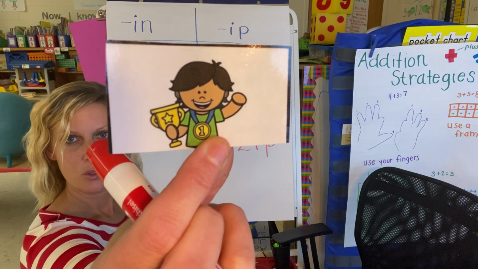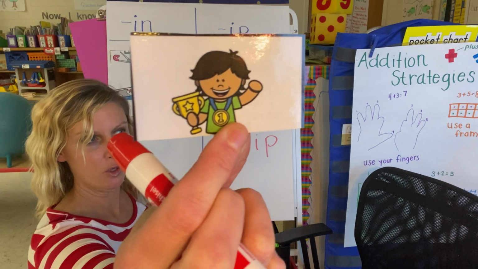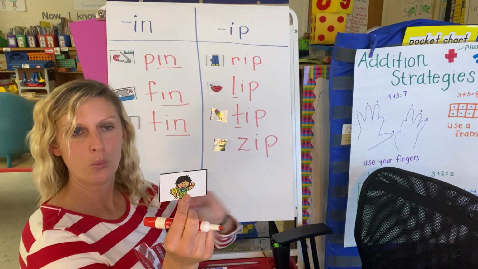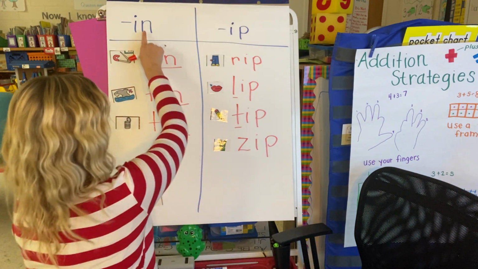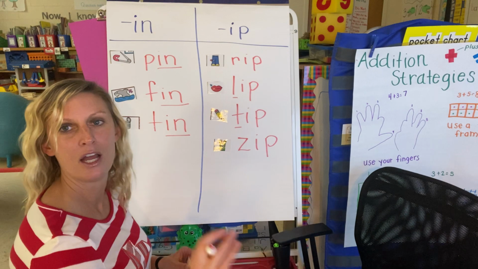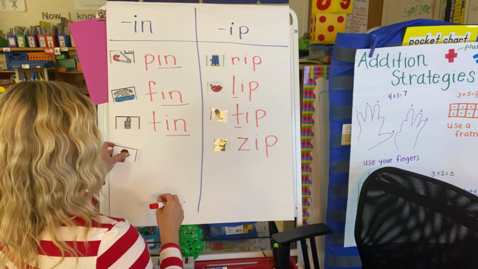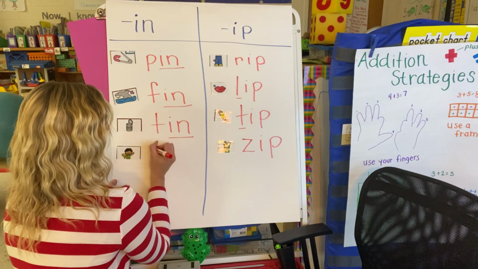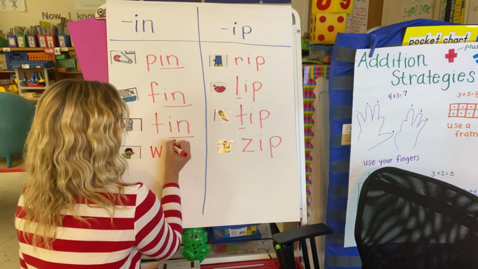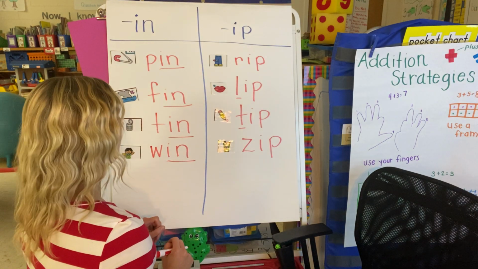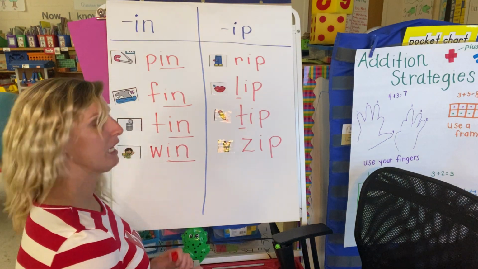All right, and the last picture today is win. Win. Let's tap the word win on our fingers. Ready? N. Win. Does it end with N or IP? Win. Very good. The word win ends with N. Let's write that word on our paper. Win. Ends with N. Very good, boys and girls.